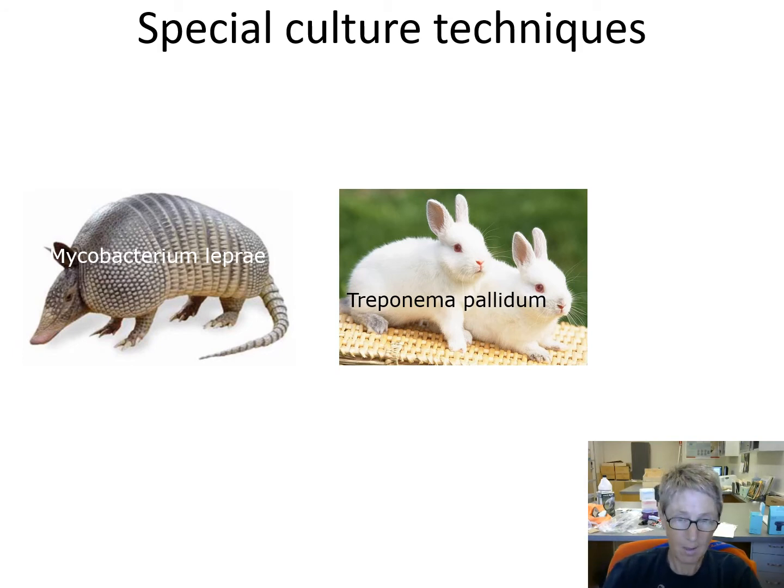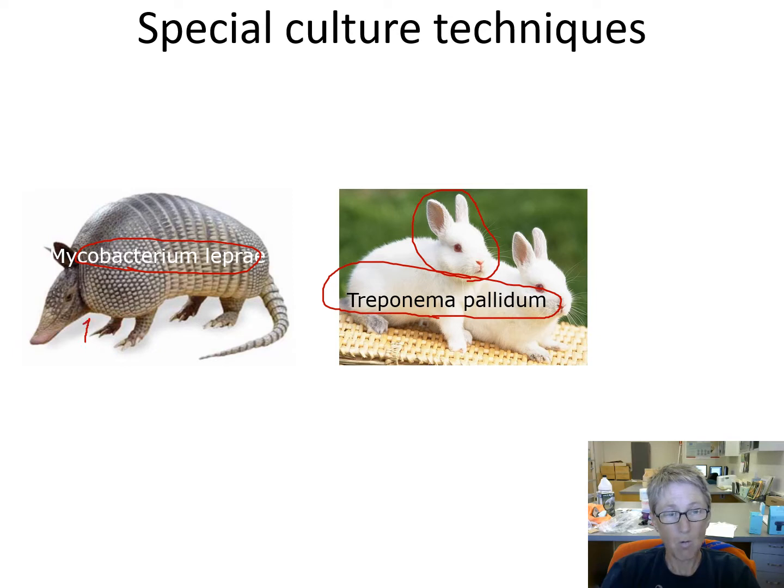So, for example, my favorite microbe, because the name is so cool, Treponema pallidum, that causes syphilis, can't be grown on an agar plate. It can only be grown in these innocent little rabbits. That's terrible. Mycobacterium leprae, that causes leprosy, can only be grown in this creature.